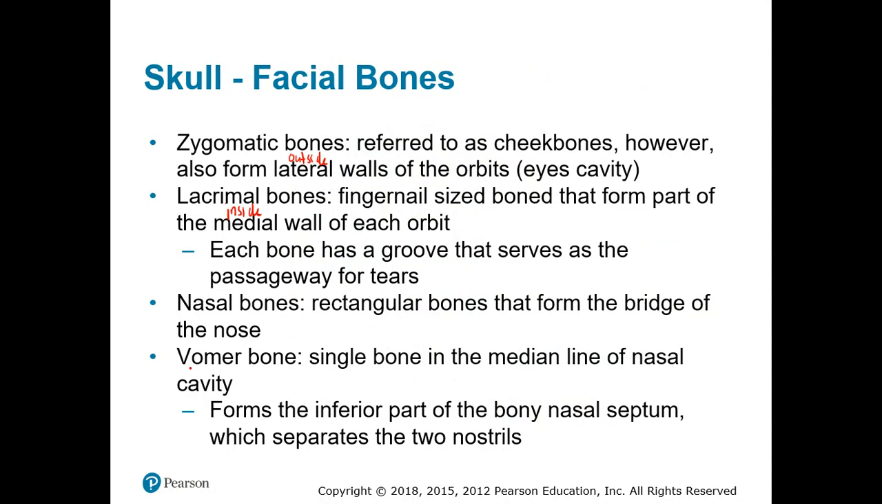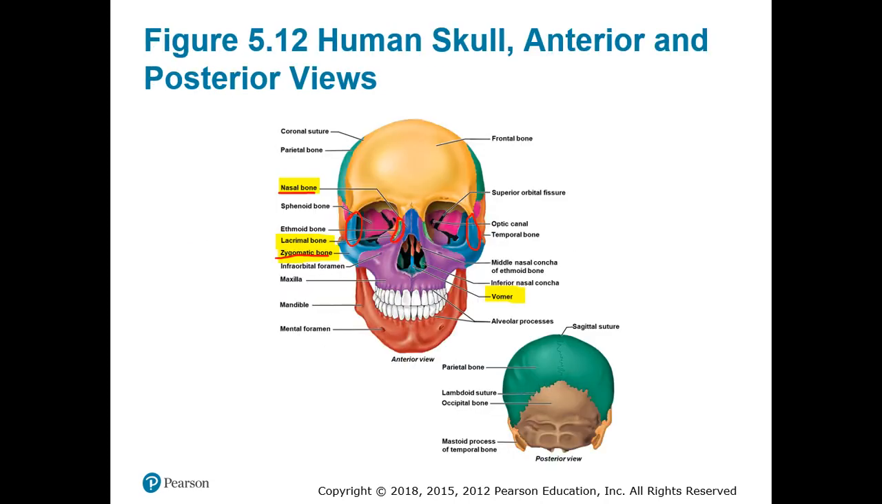And the last one on this slide is your vomer bone. This is a single bone and it forms the median, or middle part, of your nasal cavity. It actually forms the bottom half of your nasal septum. If you ever hear the word septum, it means to separate. It separates the left and right nostrils, and that is where you're going to find the vomer. So here's the vomer. It forms that very bottom half that separates your right and left nostrils.